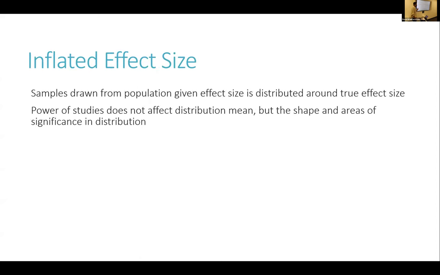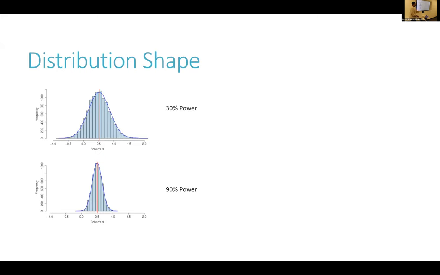Another problem is, we talked a bit before about this, but when you're plotting the distribution of effect size, say Cohen's D is 0.5, your power is not going to affect that mean, but it's going to affect the spread. And so the representation of that here is, in this first analysis, I have 30% power, and the spread is obviously very wide, 90% power, narrow spread. Okay. So what is interesting about this?